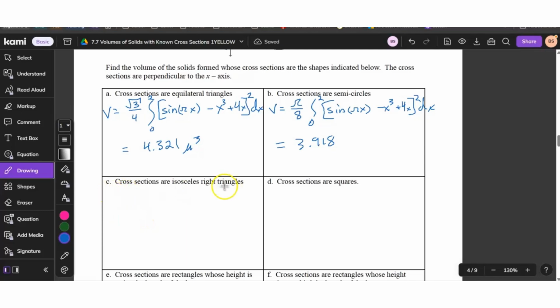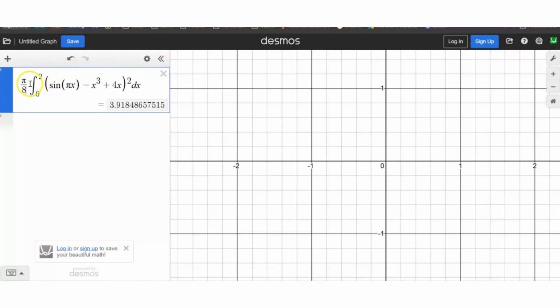All right. What about isosceles triangle? Anybody remember what that coefficient was? 1/2. Good. 1/2. And it's still the integral from 0 to 2. It's still going to be sine of pi x minus x cubed plus 4x squared dx. That is a really ugly 0. And again, we can just go back and edit this. Wow, 4.989.